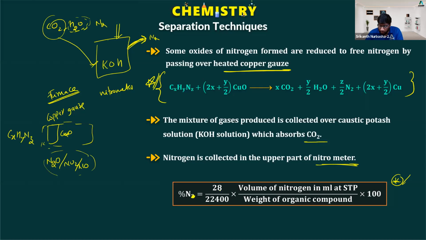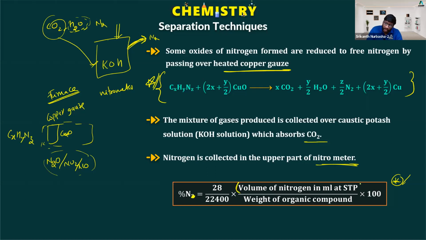Percentage of nitrogen is equal to 28, because in N2 we have 2 nitrogen atoms. Atomic weight of nitrogen is 14, so 2 nitrogen is 28, divided by 22,400, because any gas at STP will occupy 22.4 liters. So in ml it will be 22,400, into volume of nitrogen in ml at STP, divided by weight of organic compound, into 100.